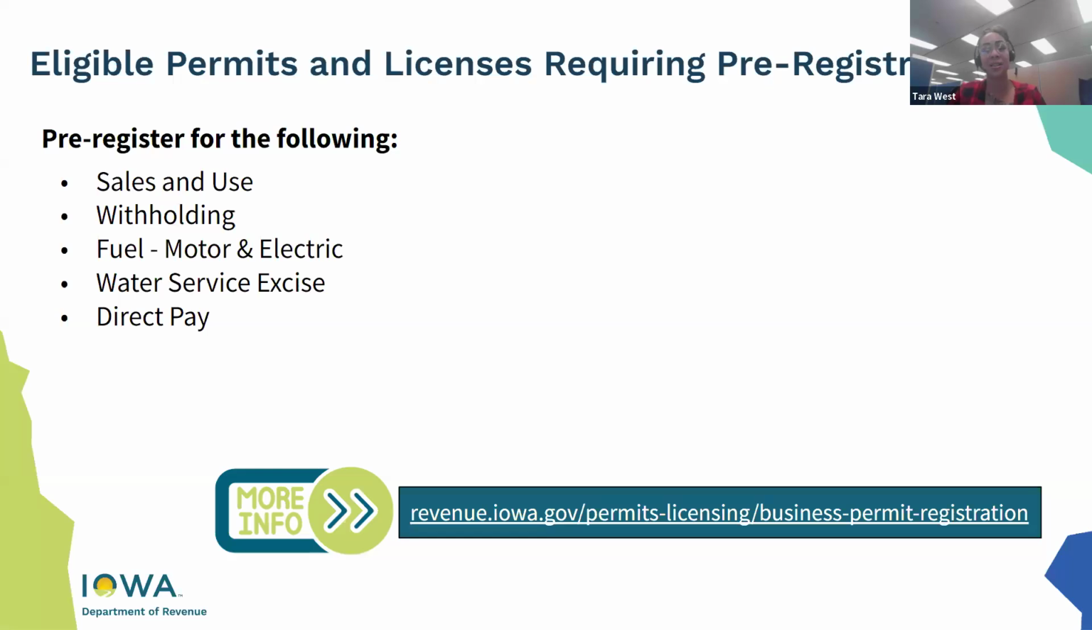Some of the permits and licenses you can register for are sales and use, withholding, fuel, which includes motor fuel, electric fuel, water service excise, and direct pay permits. You can find more information on our website using the link that is available on the screen.